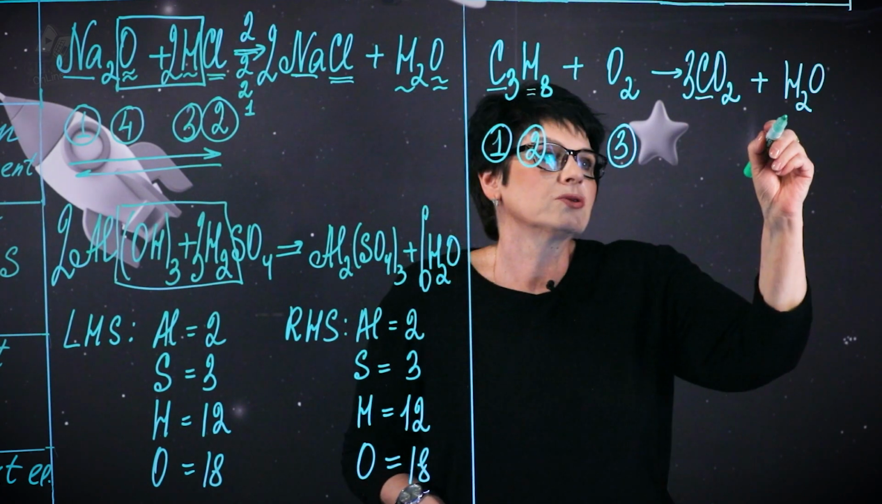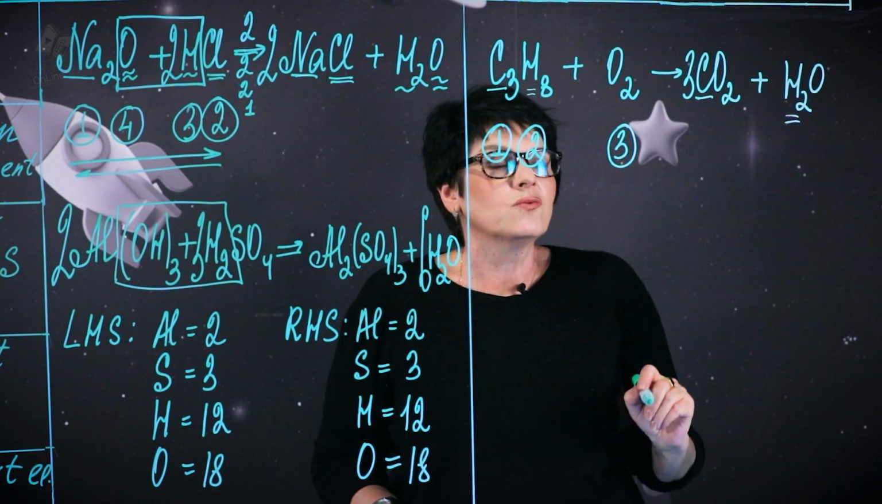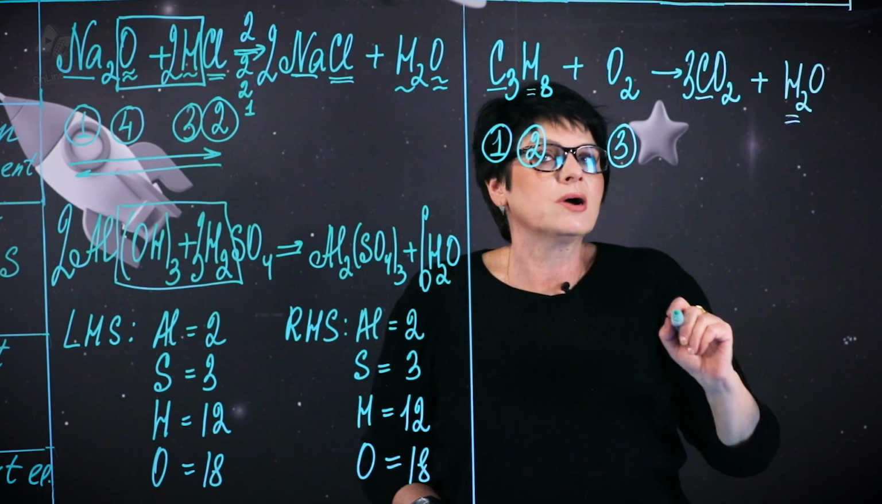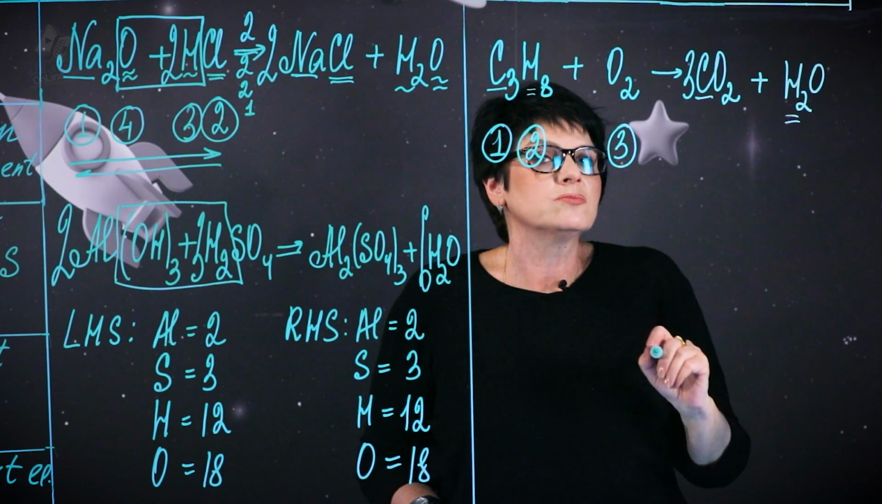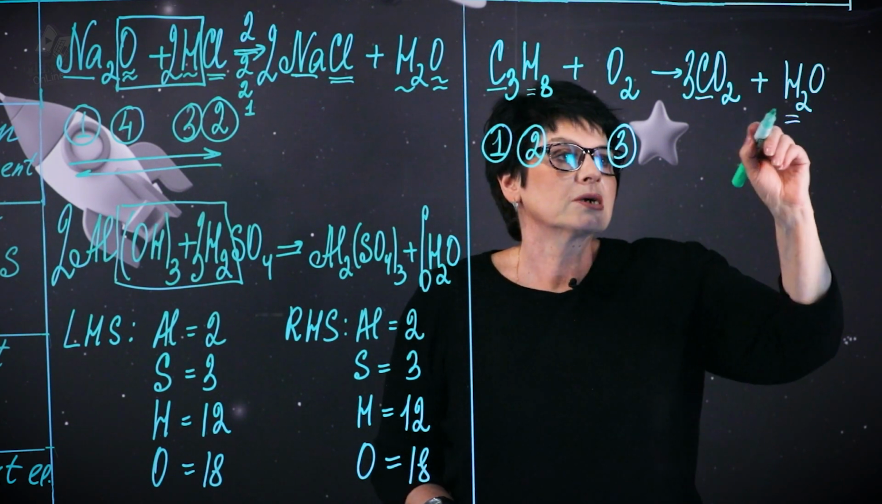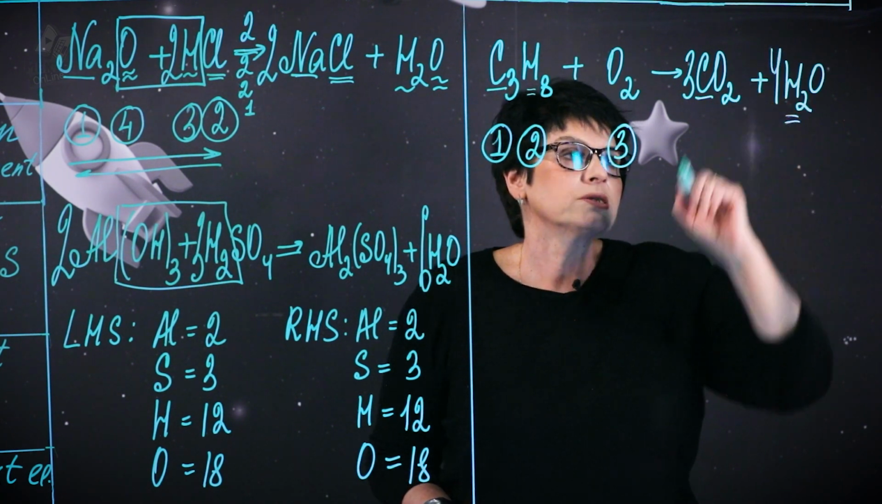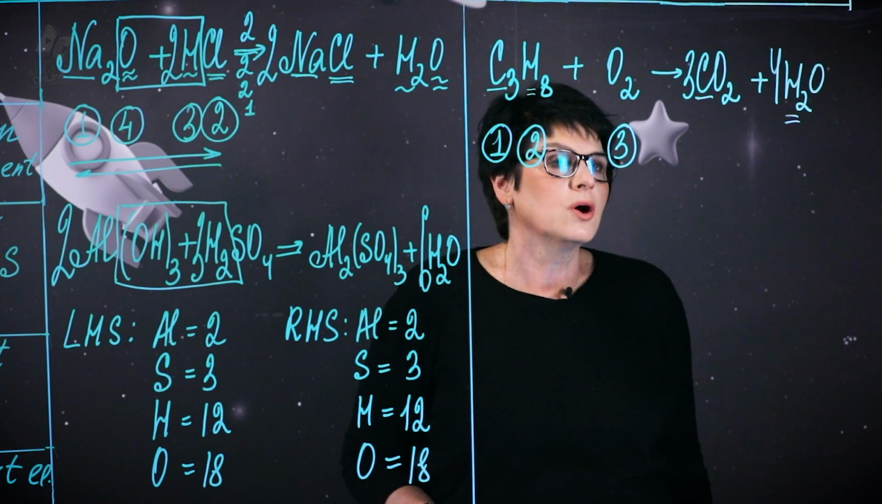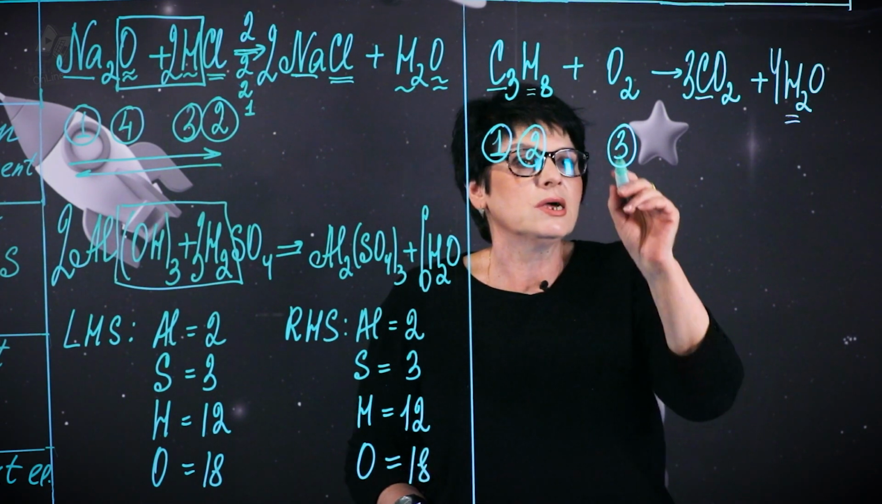On the left, it has 8. On the right, it has 2. So between 8 and 2, the multiple is 8. When we divide 8 by 8, the unit remains. When we divide 8 by 2, we put a 4 here before the formula for water. Carbon and hydrogen are balanced, and oxygen remained.